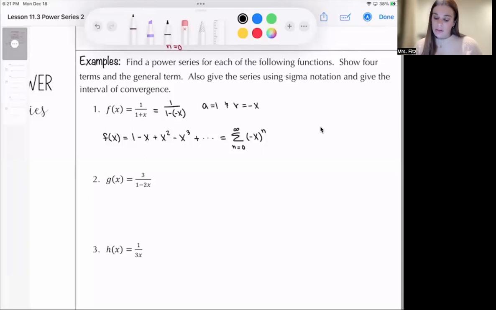Okay, so the first 4 terms and the general term. Oh, actually, let's go back up just a second. When it asks for a general term, this is actually what it wants. It wants the nth term somewhere in there, which would be negative x to the nth, and then it keeps going. And then I'll go ahead and write that in sigma notation.